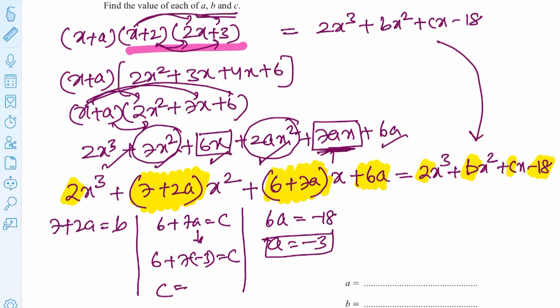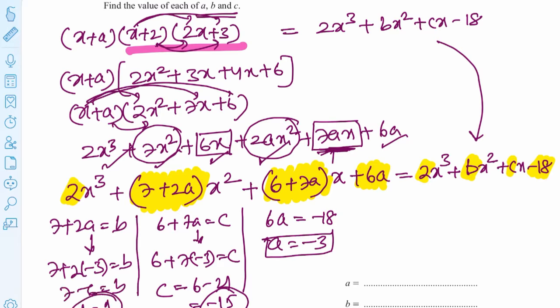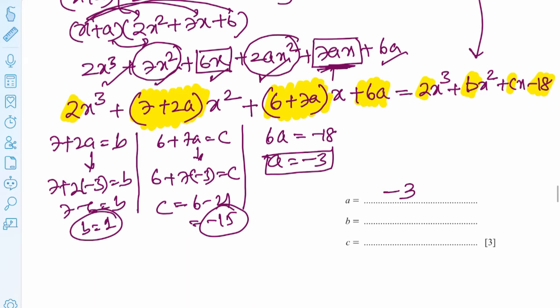Okay, right, so I'm getting 7 minus 3 minus 21, so 6 minus 21, I'm getting minus 15. Check this, and here I'll put a equals to minus 3. So 7 plus 2 times minus 3 equals to b. So 7 minus 6 equals to b. So I think b equals to 1 you are getting, right? So a we got minus 3, then b equals to 1, right? And c equals to minus 15.